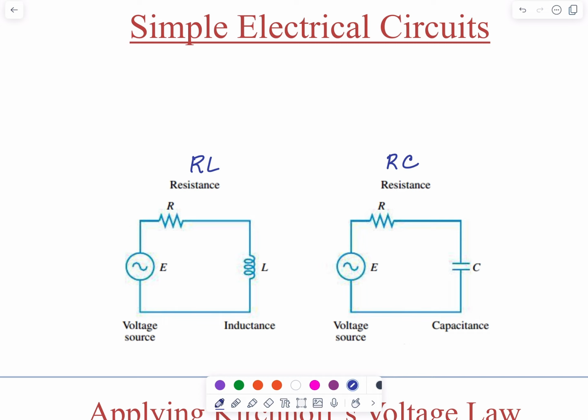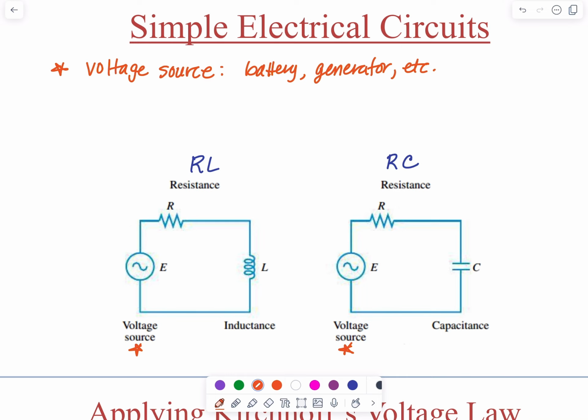So basically we have some sort of voltage source. So let me go ahead and put a little star there. So in this simple electrical circuit, we have to have some sort of a voltage source. And that might be maybe a battery or a generator that would provide that source.